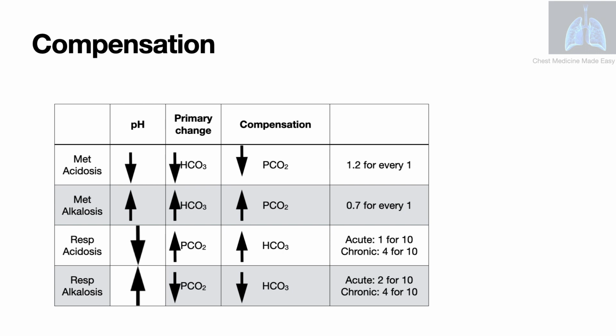So to summarize, metabolic acidosis 1.2 for every 1. Metabolic alkalosis 0.7 for every 1. For respiratory acidosis and alkalosis, please recall 1, 4 and 2, 4 for acute and chronic changes, acidosis, alkalosis. So please remember these numbers 1.2, 0.7, 1, 4 and 2, 4. I'll help you understand this better by looking at a few examples.